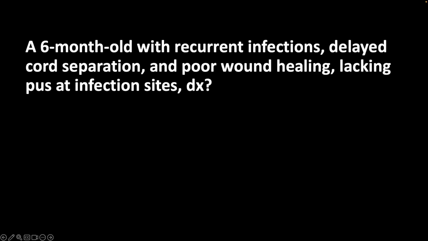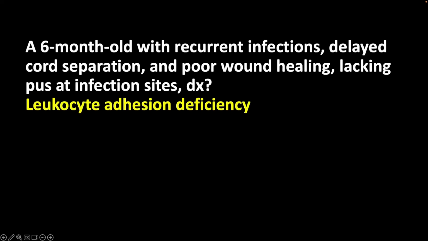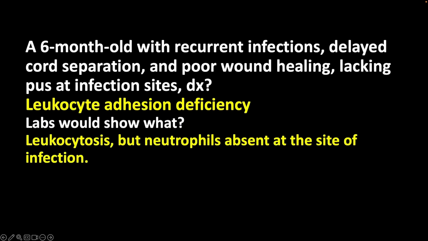Now you have a 6-month-old with recurrent infections, delayed cord separation, and poor wound healing, lacking pus at infection sites. What's the diagnosis? This would be leukocyte adhesion deficiency. And what would labs show? Labs would show leukocytosis, but neutrophils are absent at the site of infection.